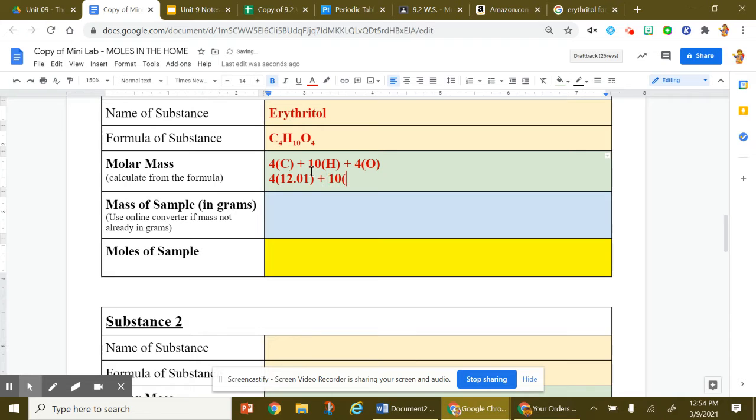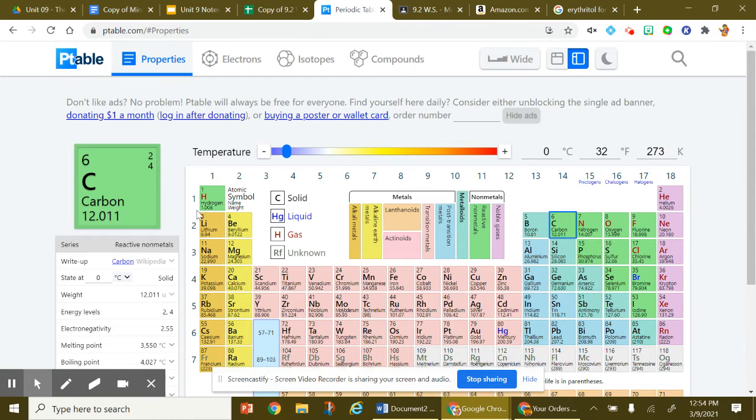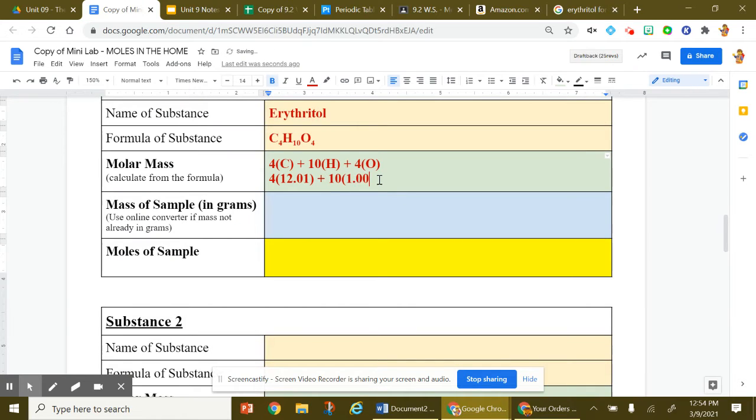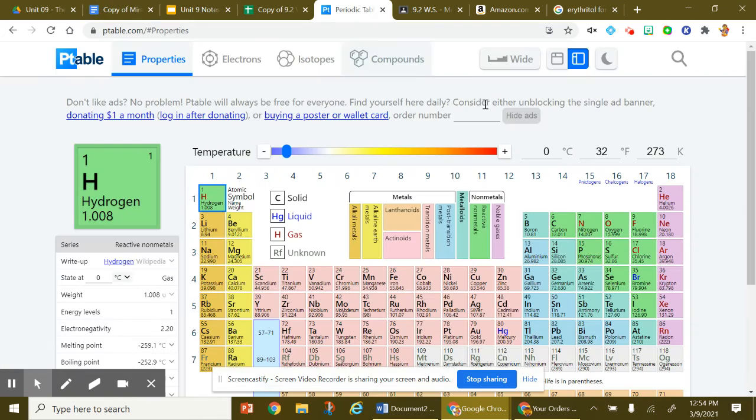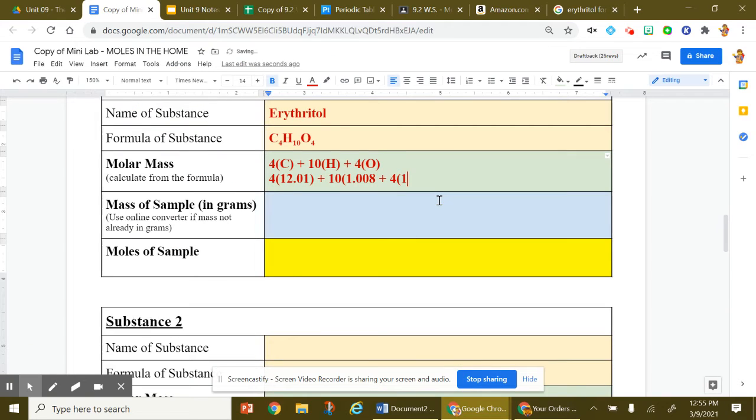Plus 10 times hydrogen, which is 1.008. Plus 4 times oxygen, which is 15.999 or 16.00.